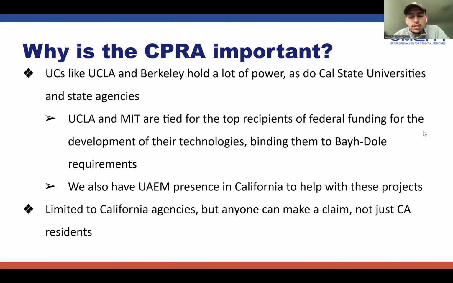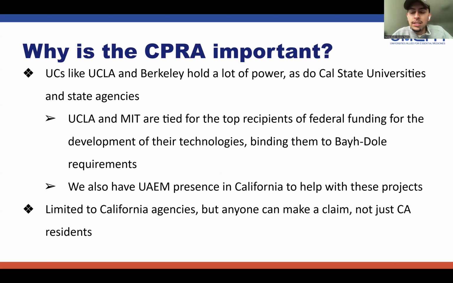All right, perfect. So you guys might be wondering, why is the CPRA important? I mean, this is a UAM North America call, so why are we just worrying about California here? And why did Georgetown decide to write about the CPRA in their white paper? Well, UCs like UCLA and Berkeley hold a lot of power, as do other California public universities like Cal State universities and state agencies. It's just a really huge system. And an example of that is that UCLA and MIT are tied for the top recipients of federal funding for the development of their technologies, binding them to Bayh-Dole requirements that Rahil was talking about a little bit earlier.